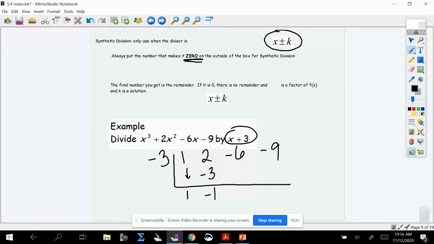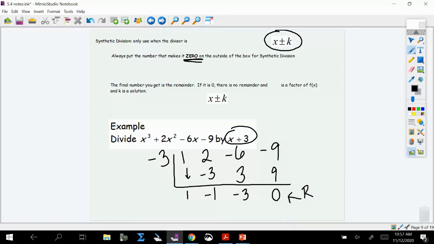Then I'm going to repeat. Negative 3 times negative 1 is 3. And then I'm going to add that column together. Negative 6 plus 3 is negative 3. Then I'm going to multiply. Negative 3 times negative 3 is 9. And then I'm going to add that column together and get 0. That tells me that we have a remainder of 0.